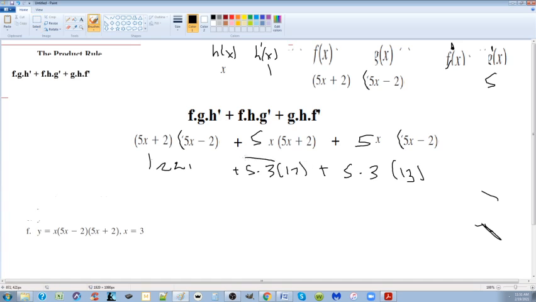So here's the same thing. 3 times 5 is 15 times 17. That's the same as 10 times 17 plus 5 times 17. 5 times 17 is the same as half of 170. And half of 170 is 85. So what's 170 plus 85? 255. So that's called trickery.